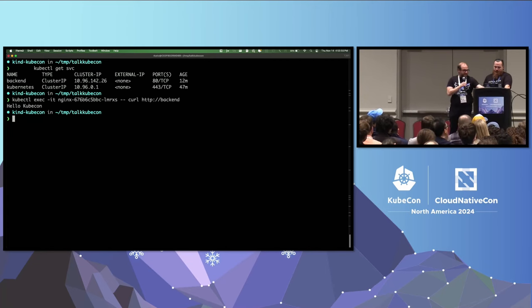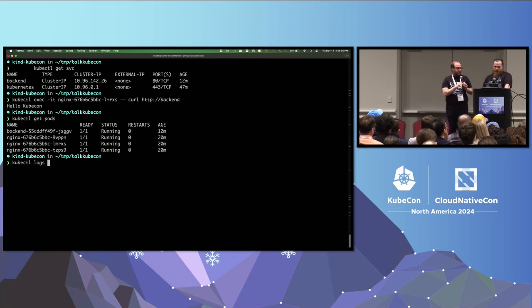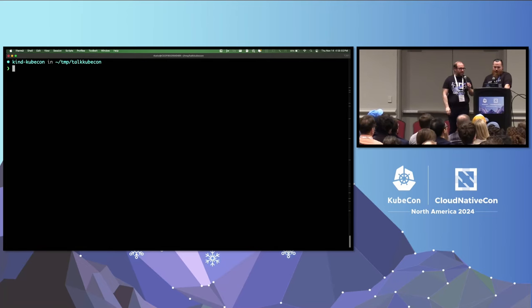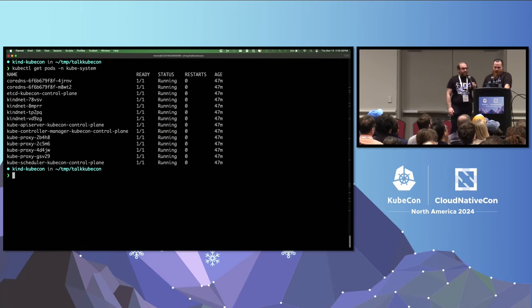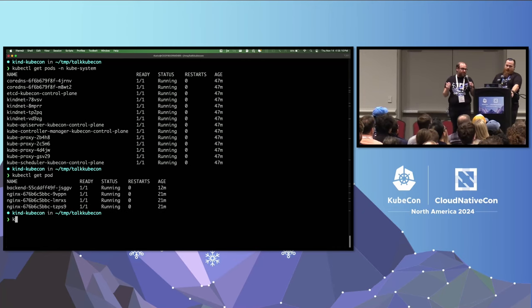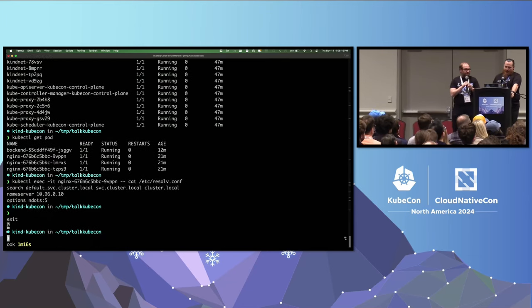And the way that it happens, okay, I'm going to get the logs and show you. If you take a look, we have this core DNS pod running here, and it's installed by default. You can replace it, but I wouldn't do that. I don't know why people would do that, actually. It works pretty fine.